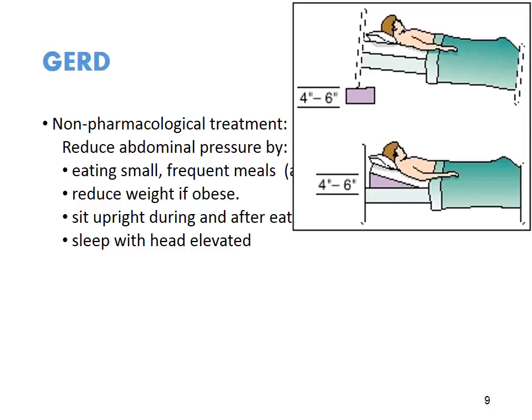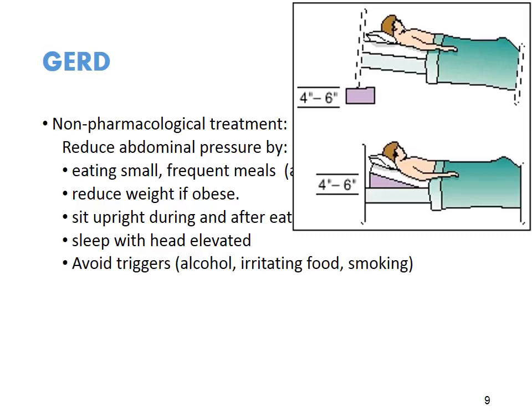Again, this makes use of gravity to help prevent reflux. To elevate the head, putting extra pillows under the head is not enough. The whole upper body should be elevated. This can be done either by putting a block under the bed, like in the first picture, or by using a wedge to raise the upper body, as shown in the second picture. Finally, the person should try to avoid triggers of reflux, such as alcohol, certain irritating foods, and smoking.